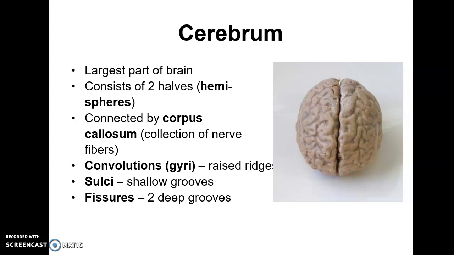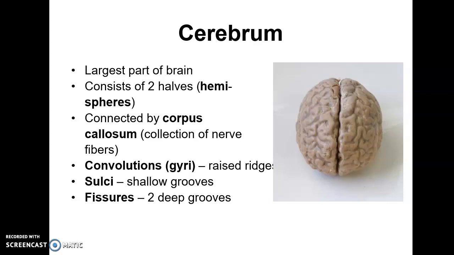We also have our convolutions, which are the grooves and the ridges, the gyri, which are the ridges, and the sulci, which are the grooves. That allows us to increase the amount of surface area of our brain. So by having all these folds, that allows the brain to fit more mass in a smaller area. There is a condition we'll talk about a little later on called lissencephaly, in which a child is born with what would be considered a smooth brain, less convolutions or little to no convolutions, and they are very, very developmentally affected by that.